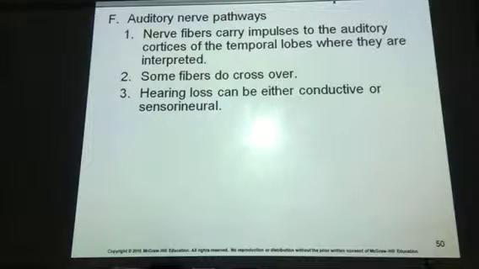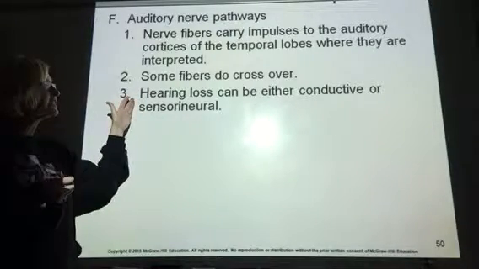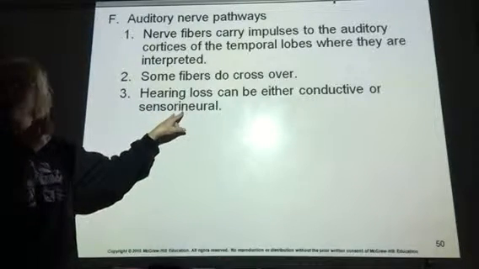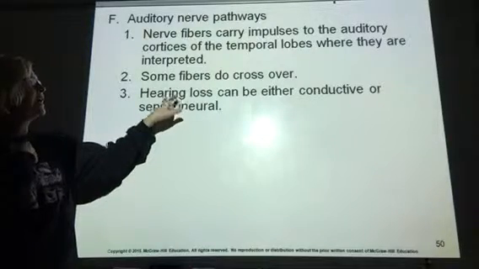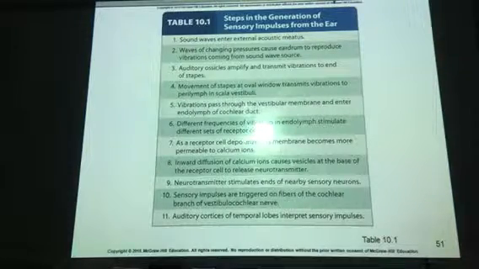Then these little nerve fibers, the yellow nerve fibers on your diagram, carry the impulses to your temporal lobes, the auditory cortex, that's talking about your brain. So in your brain and the temporal lobes, that's where your hearing is actually interpreted. Hearing loss can be conductive, so that can deal with actual physical damage, or it can be sensorineural, where it could be something with the fibers, those hair cells, something like that. As you get older, those hair cells have adapted so much that they lose their efficiency.